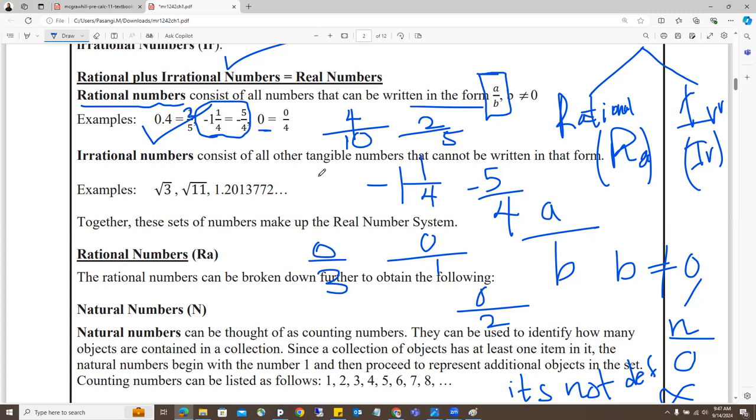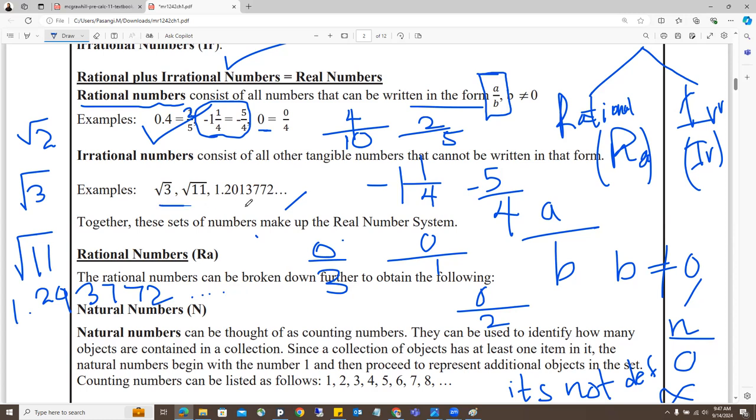Now we have the irrational numbers. The numbers which do not belong to rational numbers come under irrational numbers. Those numbers cannot be written as a fraction. For example, square root 2, square root 3, square root 11, and 1.20137722, which has no end point. For these kinds of numbers, we call them irrational numbers.